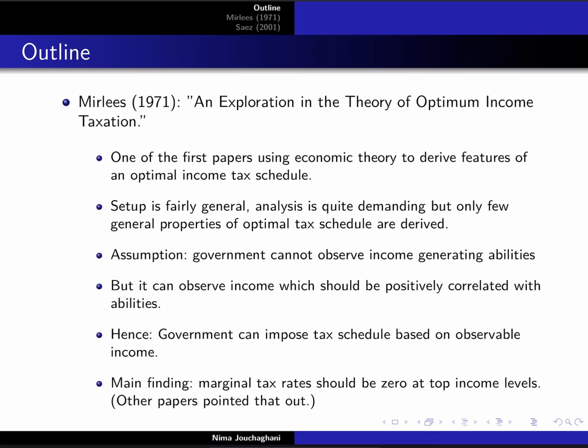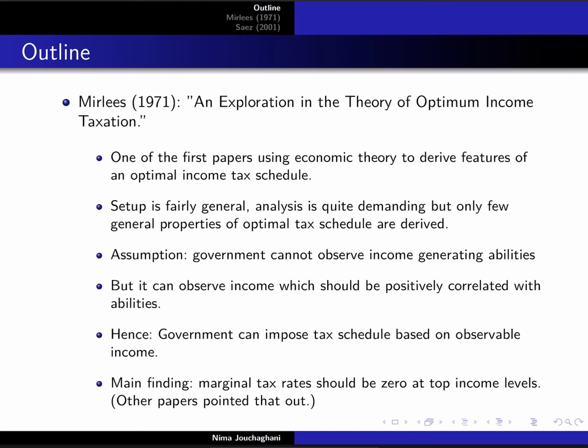The Mirlees paper is basically one of the first papers which uses economic theory to derive features of an optimal income tax schedule. There were papers dealing with this topic before, but I guess there was no paper which did some rigorous analysis using math and tried to use economic theory to shed light on questions or things which were happening by that time. Keep in mind that this paper was written in 1971. This is a different time than today. So many things which you might read in the paper might not apply nowadays, but just keep this in mind.